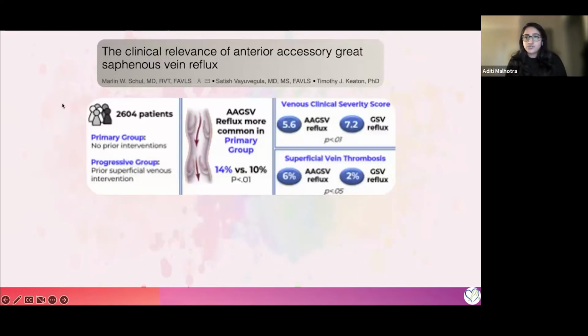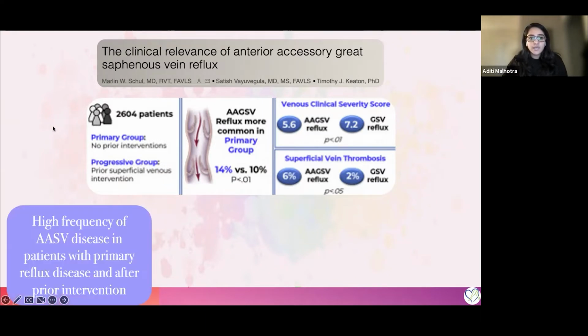In this study, they looked at 2,604 patients. Some were in the primary group and some were in the progressive group, meaning that they had had prior superficial venous interventions. And there were three conclusions that were drawn from this study that I'd like you to be aware of. The first was that there was a high frequency of AASV disease in patients with primary reflux disease as well as after prior intervention.